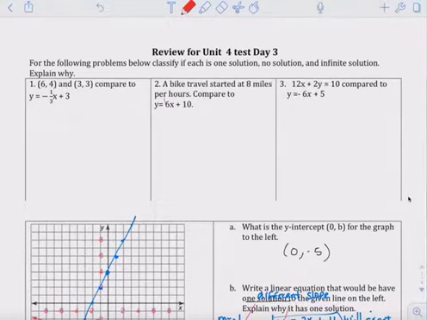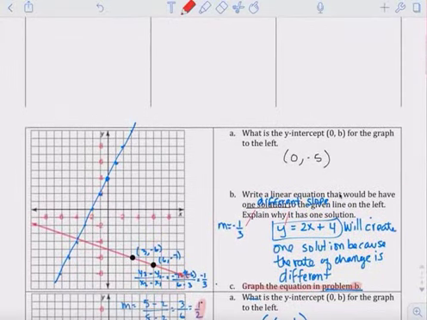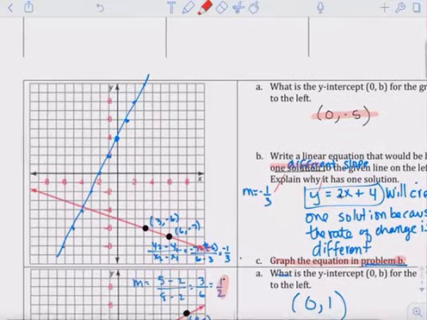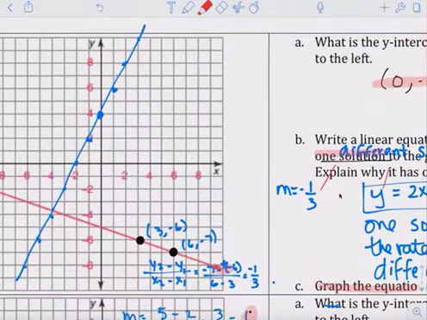Tomorrow's the test. We did these three problems in class today, 1, 2, and 3. Here's the graphing problem. The y-intercept is (0, 5). One solution: make sure we found the rate of change here. We found the rate of change of this original graph, which is in red, to be -1/3.